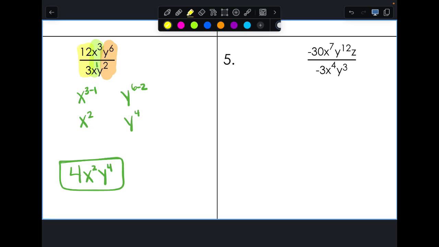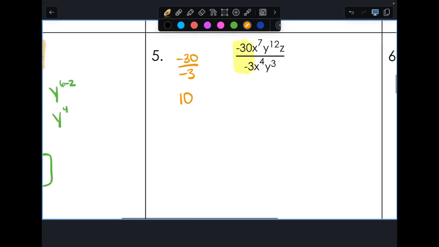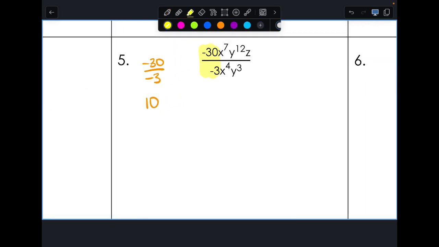Number 5. What's my first group? 33. Negative 30. Okay. So when I simplify negative 30 over negative 3, what do I get? Positive 10. The next group, my x's. What do I subtract with the x's? 7 minus 4 is? 3.